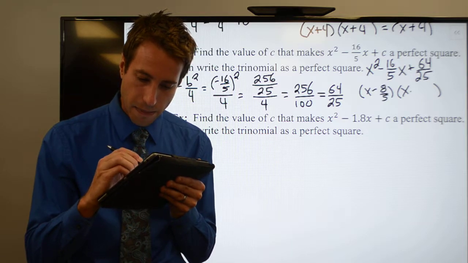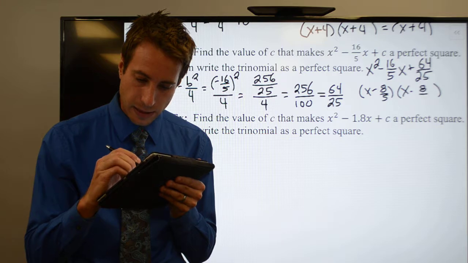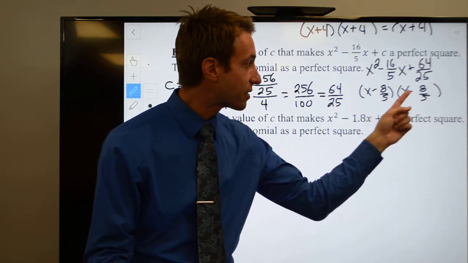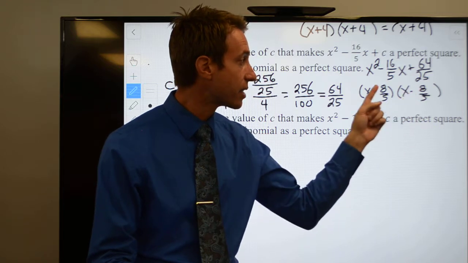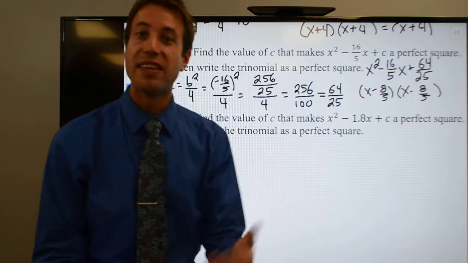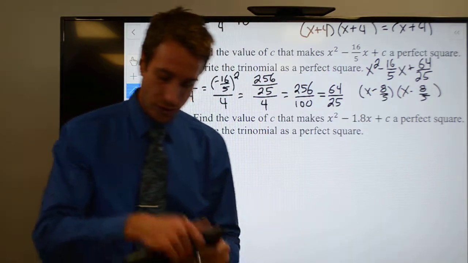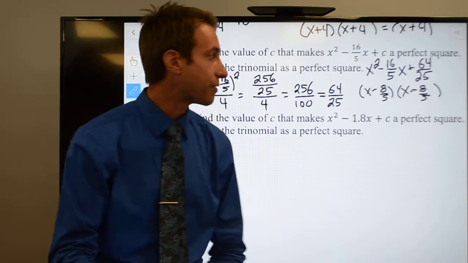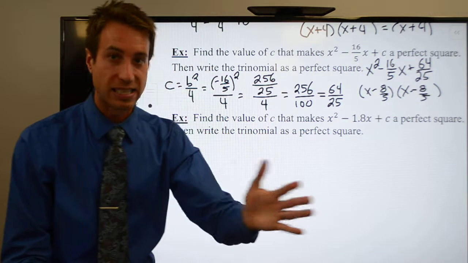8/5 and a minus 8/5, right? Why? Well, a negative 8/5 times a negative 8/5. 8 times 8 is 64. 5 times 5 is 25. And then, of course, if you were to add those middle terms together, you would wind up with a negative 16/5, which I don't have to show you. Trust me, it's going to work out.